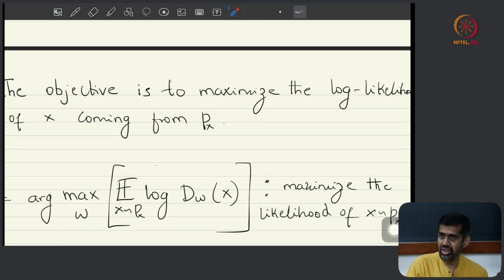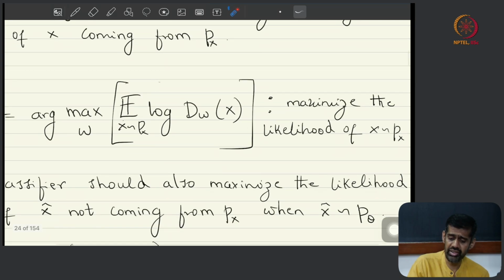So if you want to build a classifier, what should a classifier do? The classifier has to maximize the likelihood of a particular sample coming from the class that is represented by sample 1, right, isn't it? If it does that, and if it is a binary classifier, because it is a Bernoulli distribution that it is trying to optimize, the other class will also be maximized. It will also maximize the likelihood that the sample is not coming from the other distribution, because 1 minus that is the likelihood of that. Okay, that is how it works. So the objective now is to maximize the log likelihood of this sample X coming from Px. How do we do that?